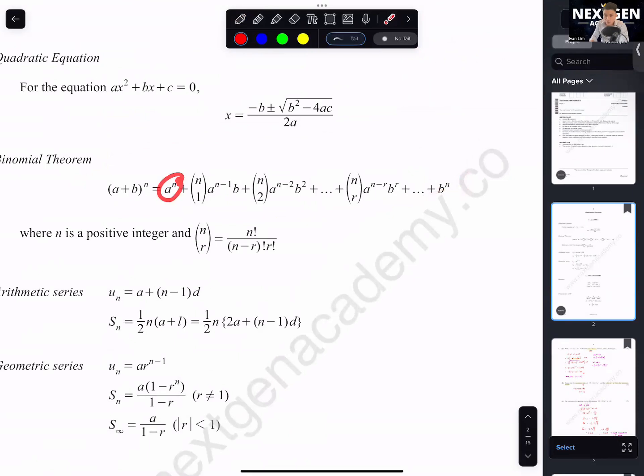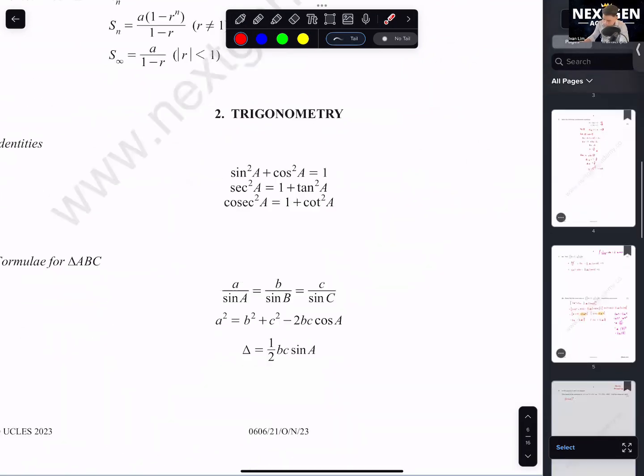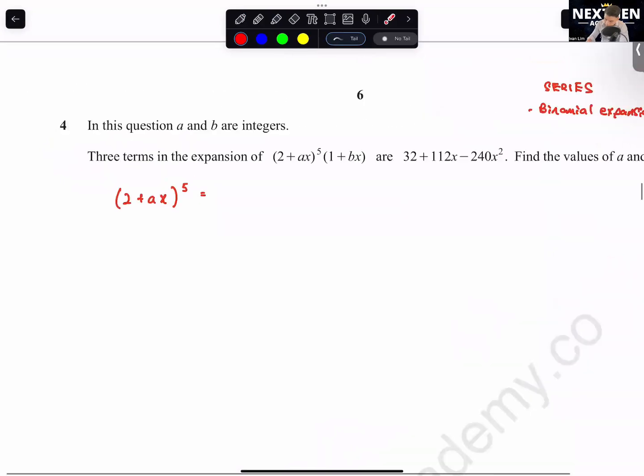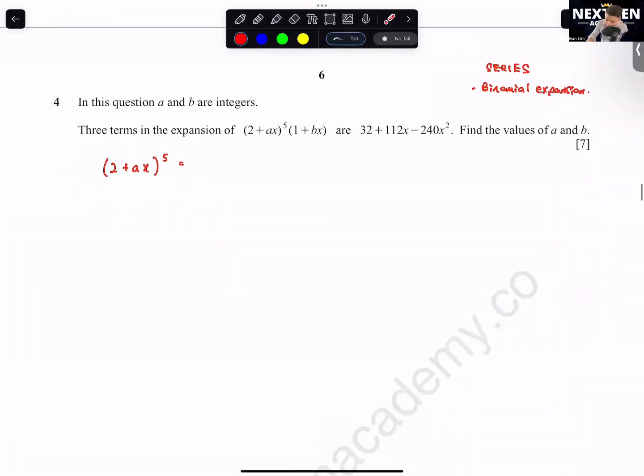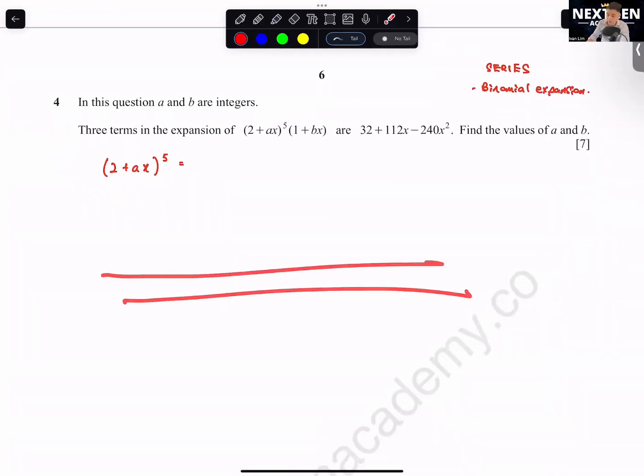How to do? First term, a to the power of n plus nC1. Okay, nC1, you follow this. A, then your this power minus 1. So as this power goes down, the other power will go up. Okay, remember the pattern? You need to practice this one so that you know how to apply the formula here. Okay, so if you forget already, just write down the formula first. Then you at least can refer to it.